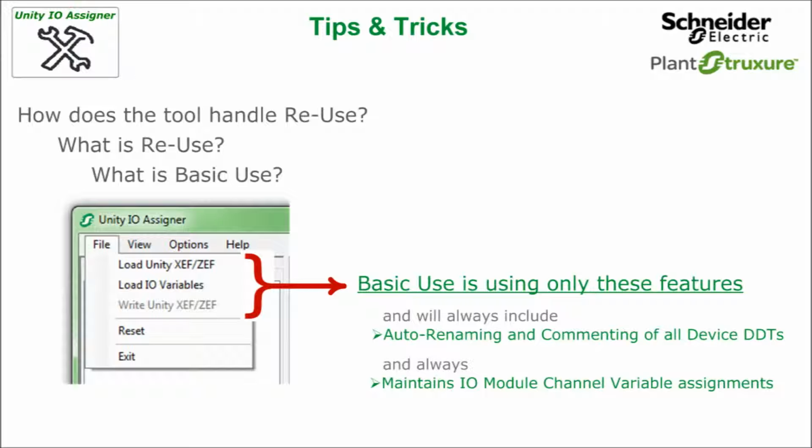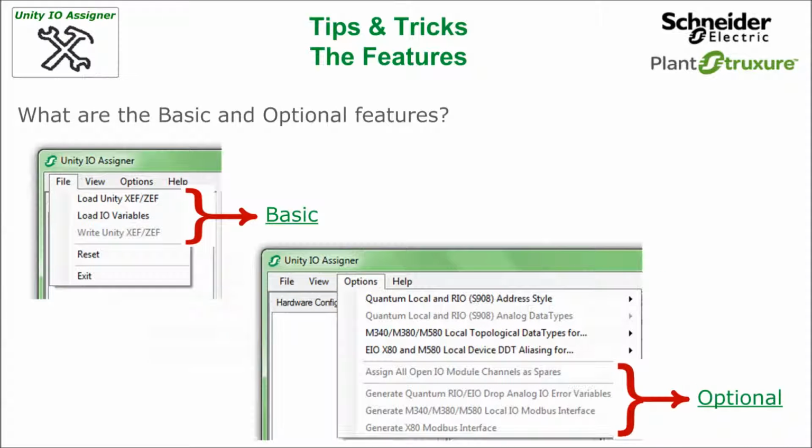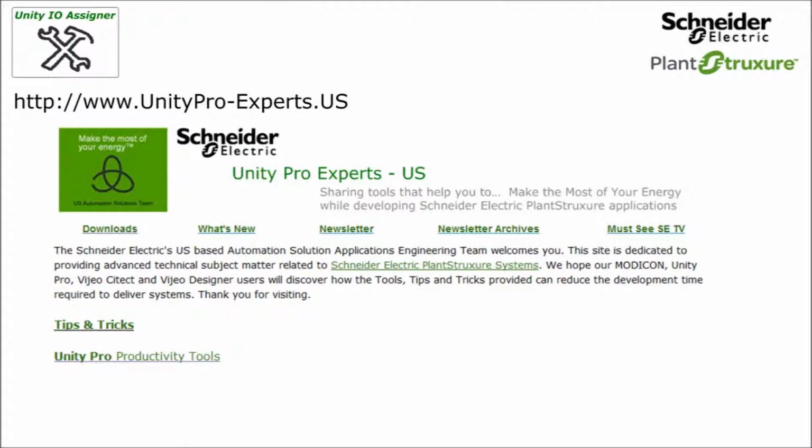If the use is basic plus options, then reuse can require additional user actions to have the output of the Unity I/O Assigner remain valid. There are traps and warnings in the Unity I/O Assigner to identify these conditions and alert the user. Examples of these use cases are available at the continuing source for Unity I/O Assigner tips and tricks.